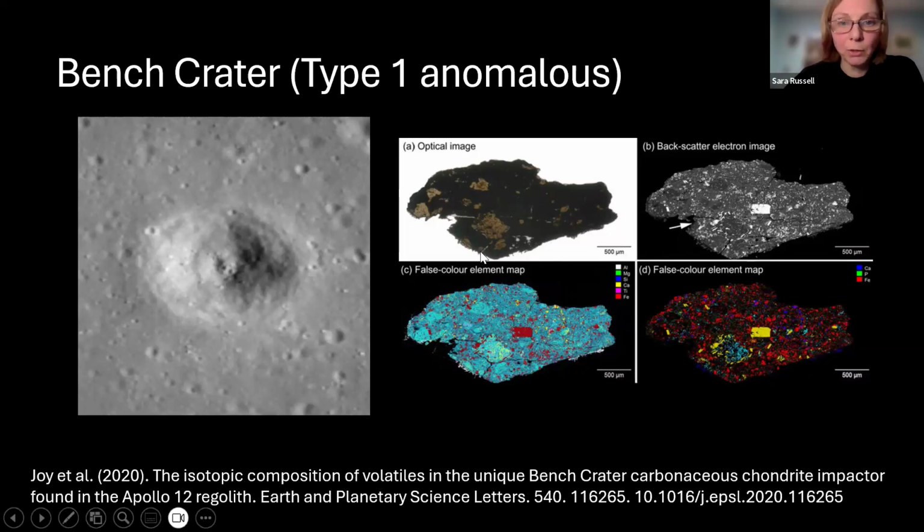So it has chondrule-like features, which you can see as the lighter areas in the optical image. And you can see in the bottom right image, false color element map, that it contains acicular sulfides surrounding the chondrule-like features, similar to Flensburg, actually. But its oxygen isotope composition is different.